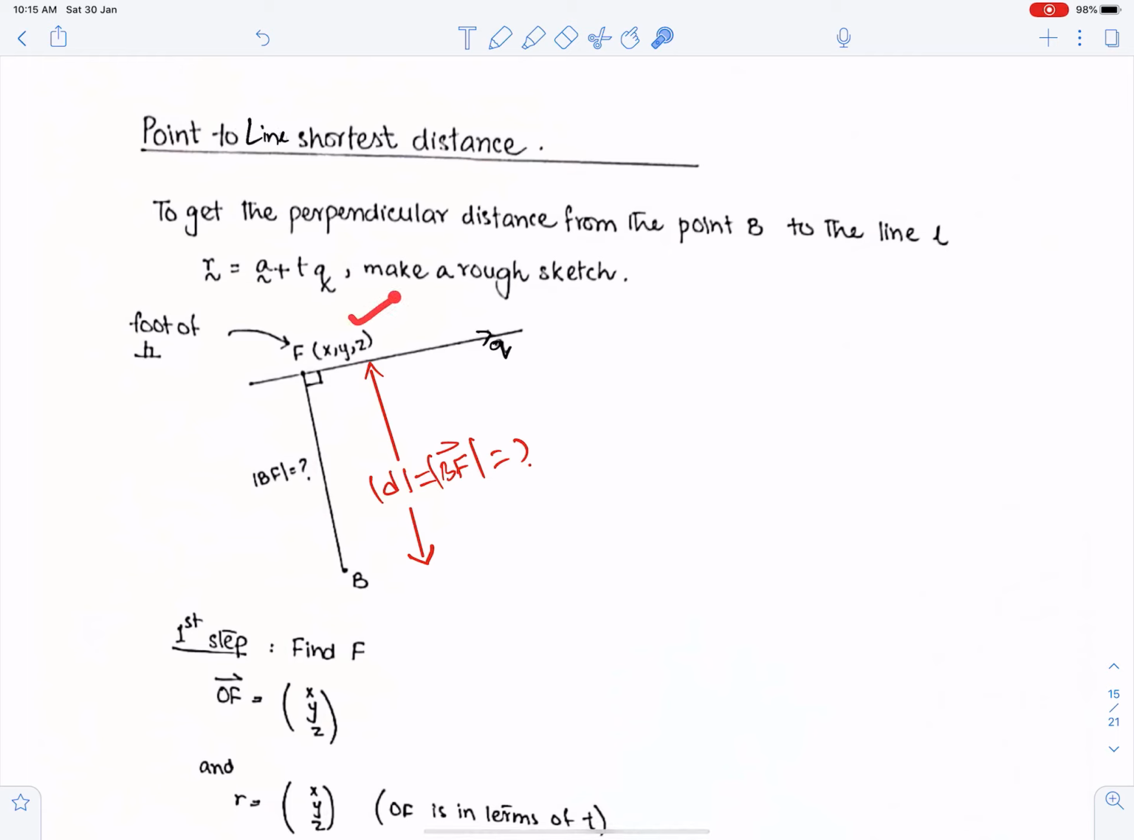There are 3 or 4 steps. Number 1, work for F and then work for vector BF. When you find BF, it will be in terms of T. Then you need to work for the scalar multiple T. And after getting the value of T, you will substitute T in the vector BF and then you will find BF. So there are three main, very important things. Number 1, work for F.